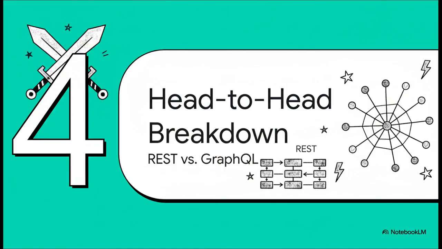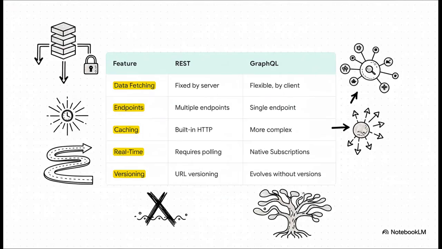Okay, so now we know the players and we know their core philosophies. So let's put them in the ring, side by side, for a direct head-to-head comparison. This chart really tells the whole story, doesn't it? You can see the fundamental trade-offs. REST is fixed, the server's in charge of the data shape. GraphQL is flexible, the client is in the driver's seat. REST has tons of endpoints, GraphQL typically has just one.